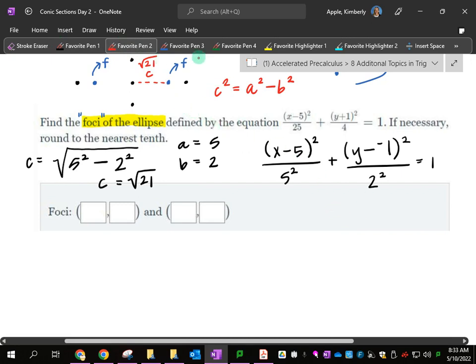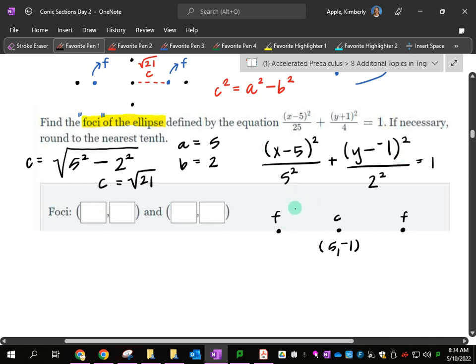Well, how do we find the coordinates of these foci? Well, I need the center, and then I know I have the foci here and here, right? This is the foci, and then this is the center. So the center is located at where? That'd be 5, negative 1 from H and K. Agree? Okay, so if we're going to the left, we would subtract root 21 as a distance. If you're going to the right, you would add it.